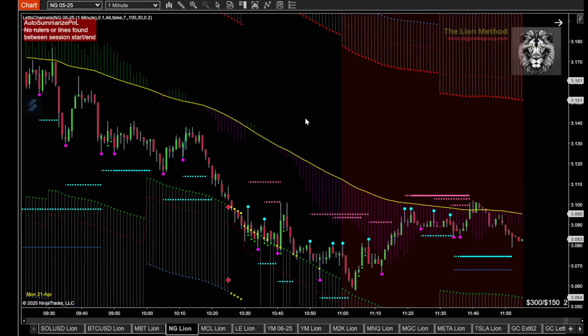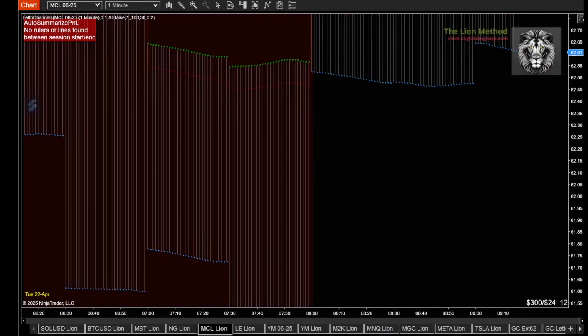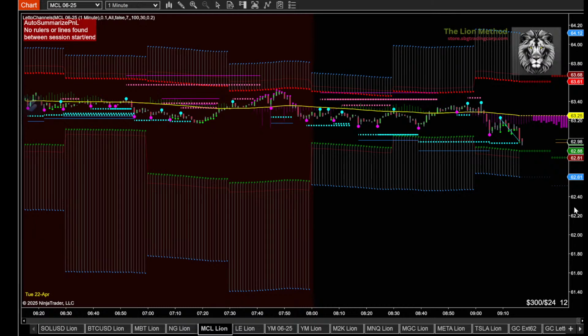So that's a good thing. In a fast-moving market that's trending strongly, that is relatively safe to trade. You got to keep your stops. Just got to keep your stops. Manage your stops accordingly. Let's take a look at the crude oil.